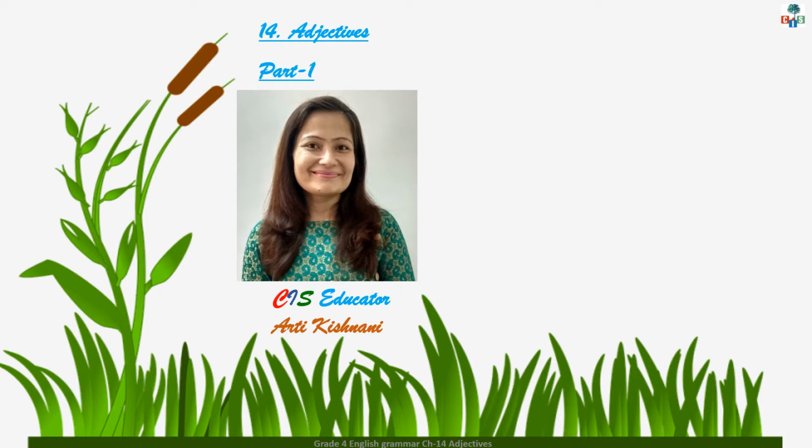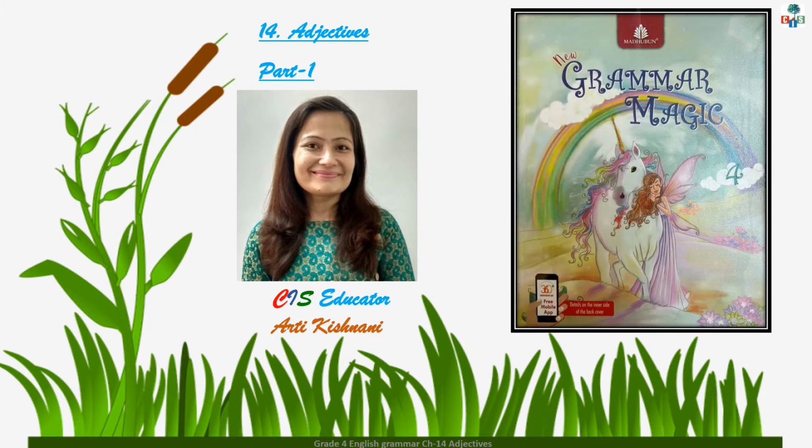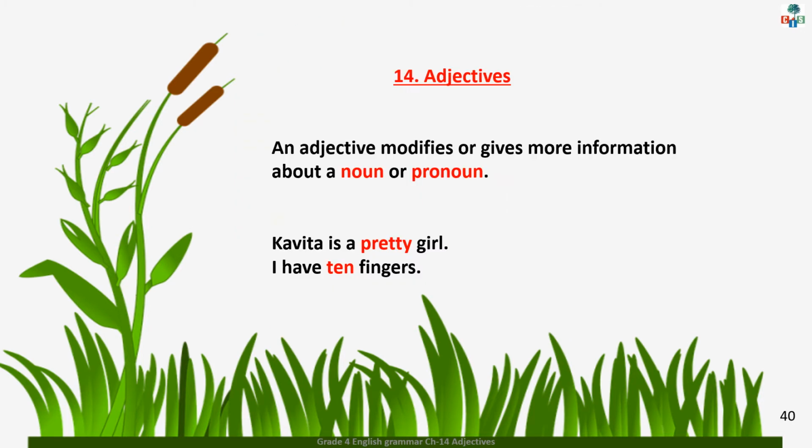Children, today we are going to start chapter number 14, Adjectives, and this is part 1 of this chapter. Let's start. Children, as you have learned about adjectives in your earlier class. What are adjectives? Adjectives are describing words. Let us know more about adjectives.